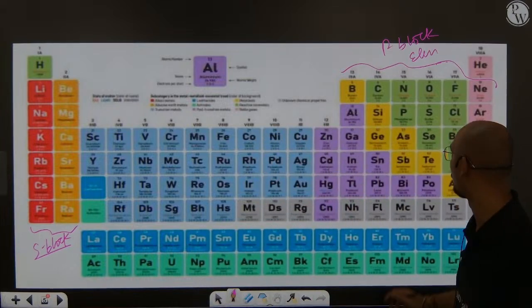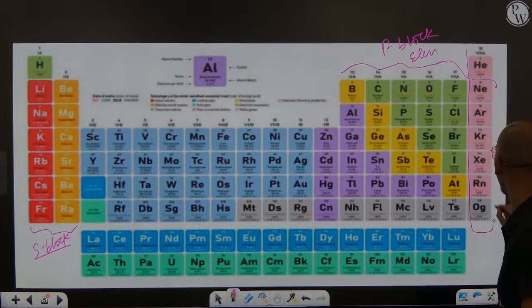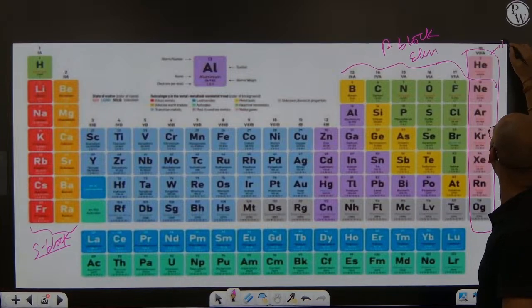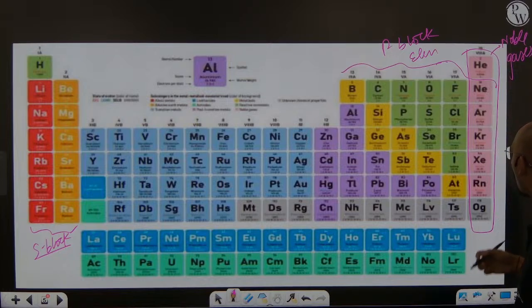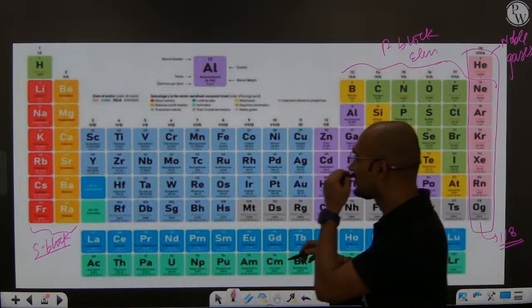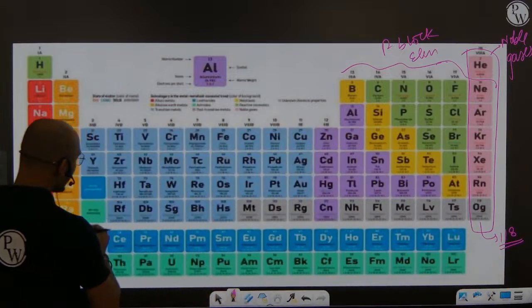Now, a very important point. All these are known as noble gases. Now, what is the last element present in the periodic table? That is oganesson, that is 118.